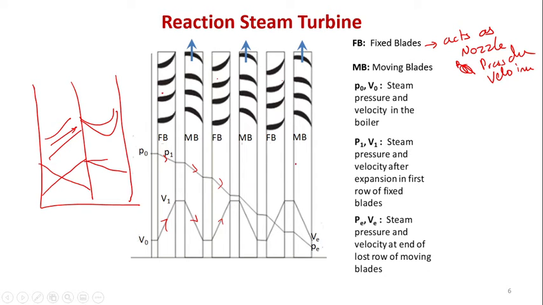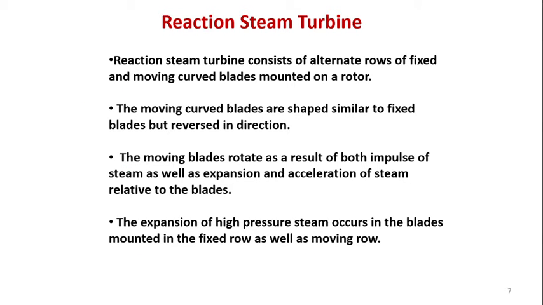Okay, so the denominations are here. FB stands for fixed blades, MB stands for moving blades, steam pressure and velocity in the boiler, steam pressure and velocity after the expansion in first row of fixed blades, and exit velocity of the moving blades. So this is the diagram. These diagrams are important. The explanation of the reaction turbine, which I have already given to you, you can go through it.